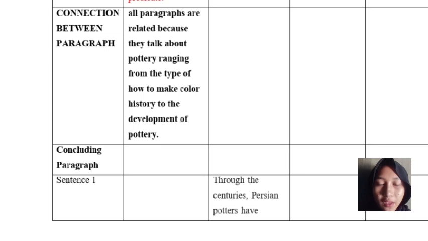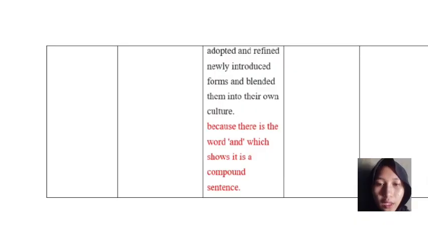Concluding paragraph, sentence 1, compound sentence. Throughout the centuries, Persian pottery has adopted and refined newly introduced forms and blended them into its own culture. Because there is the word "and," which shows it is a compound sentence.